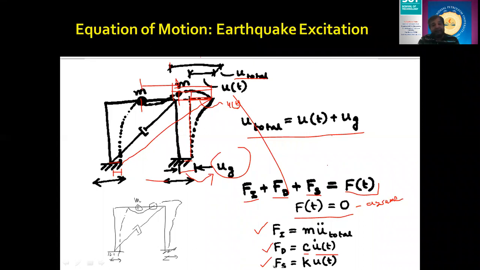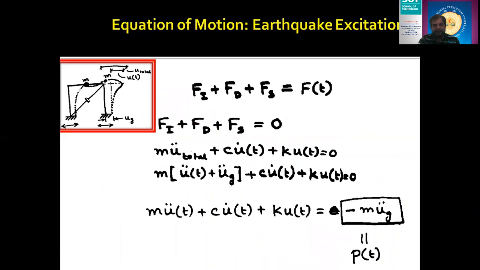Once you find the values of Fi, Fd and Fs, you can put them into this particular equation, which is Fi plus Fd plus Fs is equal to f of t. Then it comes to this: Fi will be m u total double dot plus c into u dot of t plus k into u of t, which is equal to 0.